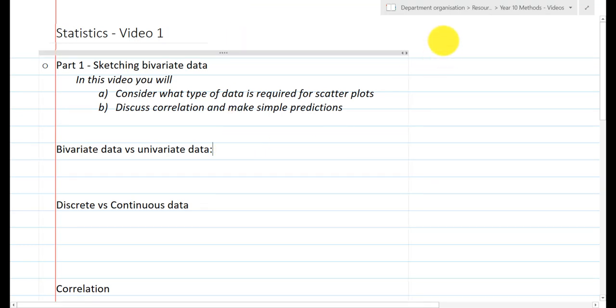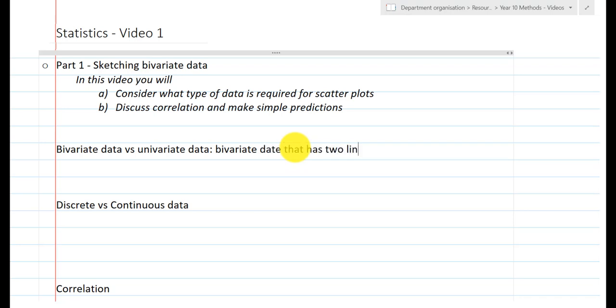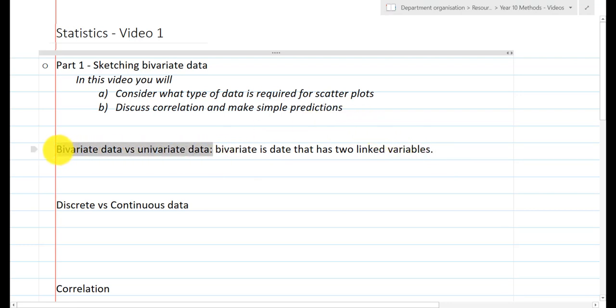So let's do a couple of definitions first of all. So bivariate data versus univariate data. Bivariate data, which is probably where I'm going to aim my definition, is data that has two linked variables. Whereas univariate data doesn't have two linked variables. It's just a set of data as one single list.